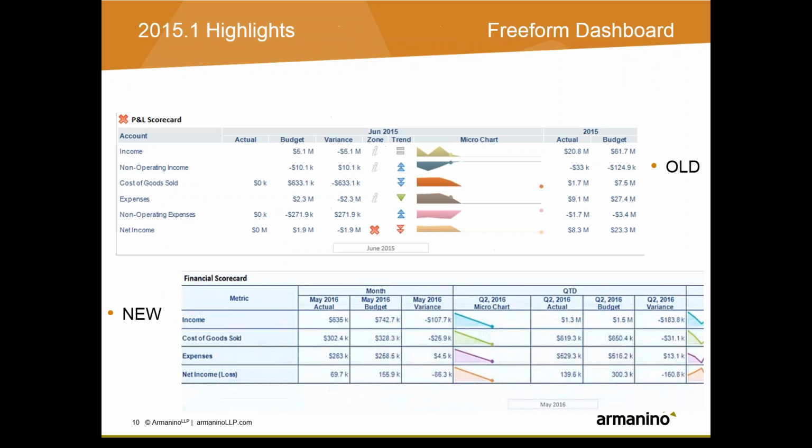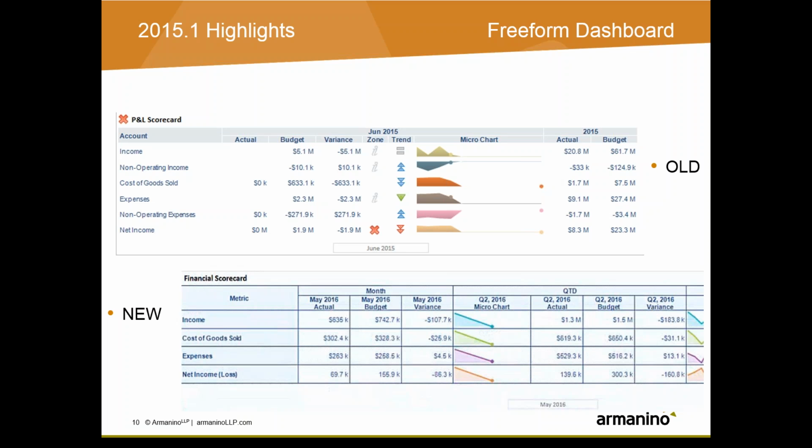Let's move on. Finally, we have from the first release this year, the freeform dashboard. For those of you with Discovery, one of the popular dials to use in Discovery was the P&L scorecard, but it was very rigid in the format. The first column had to be the account, next column had to be actuals, then one of the budget versions, and then it would give you a variance and a zone. This format you see here is very regimented. Now with the new format, you can really select what you want in the scorecard.